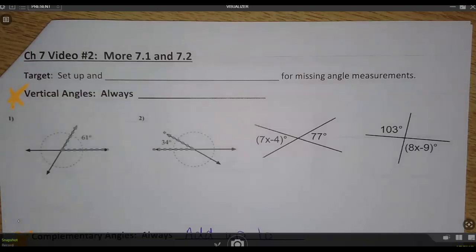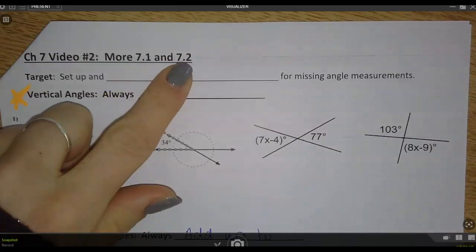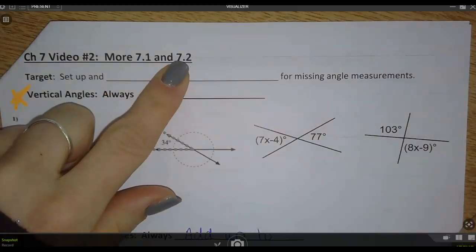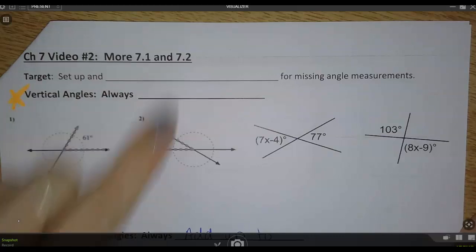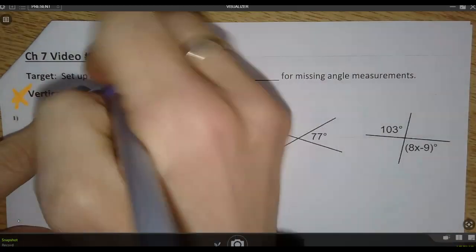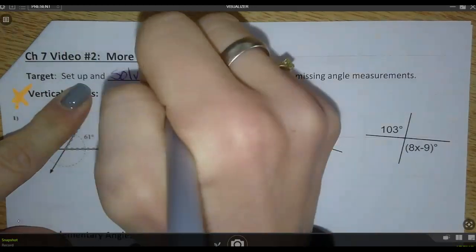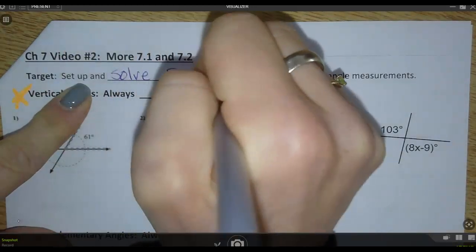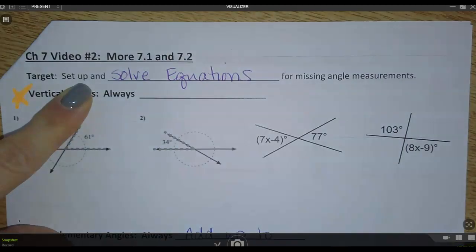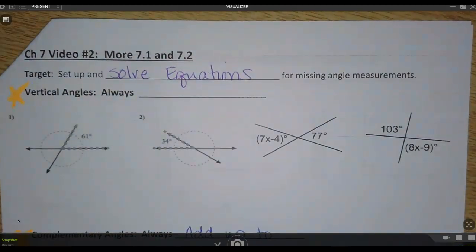Chapter 7, Video 2. So this still goes with Section 7.1 and 7.2. In the first video, we looked at the vocab and what some of those different types of angles looked like. Now we're going to actually set up and solve equations for missing angle measurements that go along with those different sets of angles we saw in the first video.